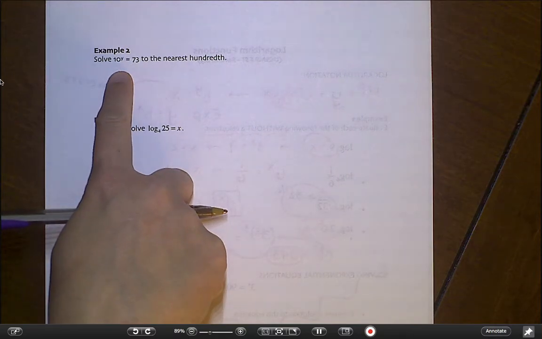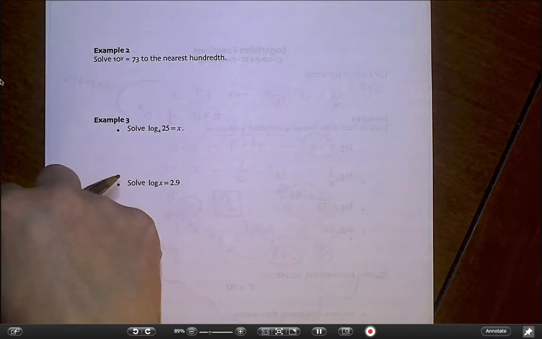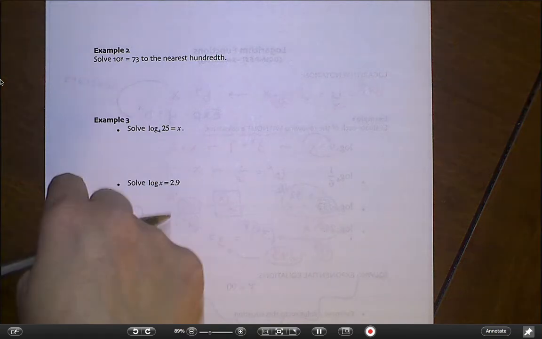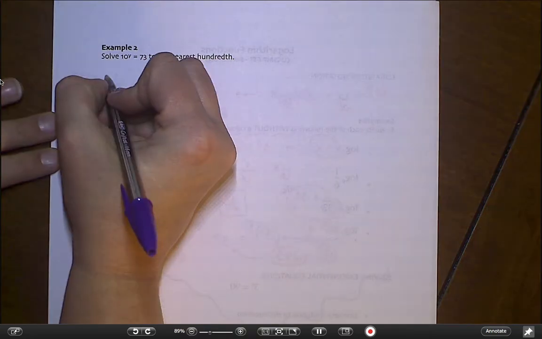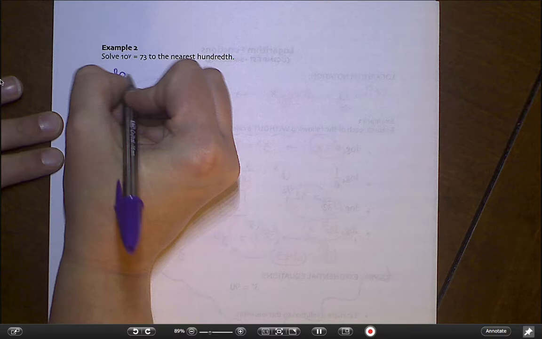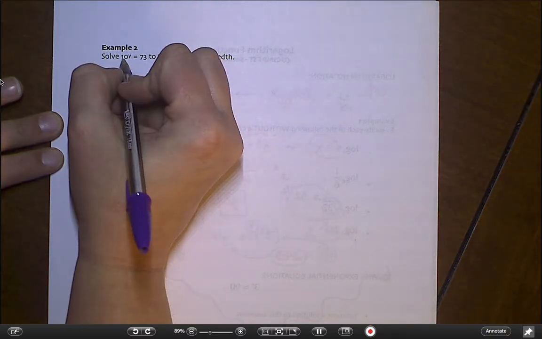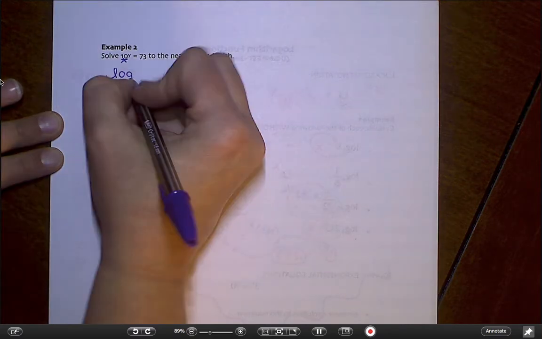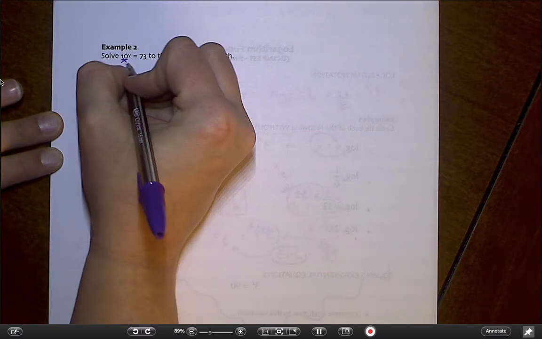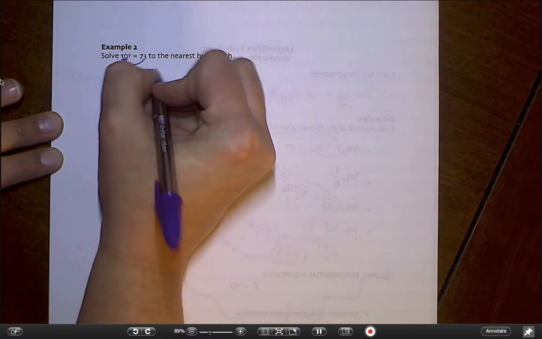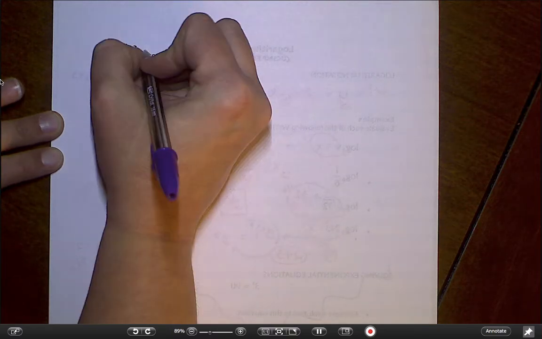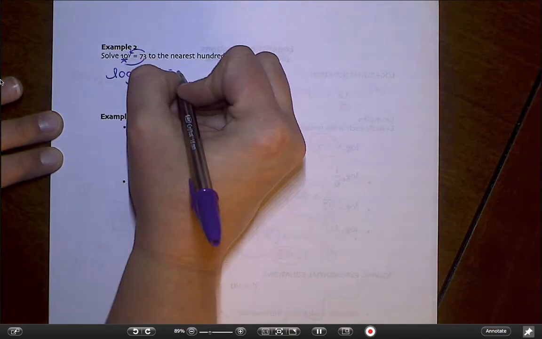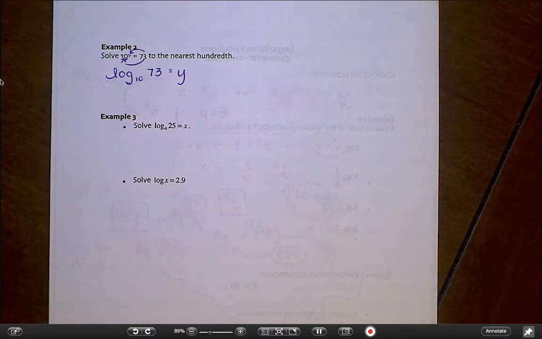So far we've been taking logs and rewriting them as exponents, but we can also take exponents and rewrite them as logs. And here's what that's going to look like. Log base 10, so this is where my base is, right? My base 10 here, of 73. And remember, it's always equal to your exponent. So this is how I would rewrite this in log form. Log base 10 of 73 equals y.